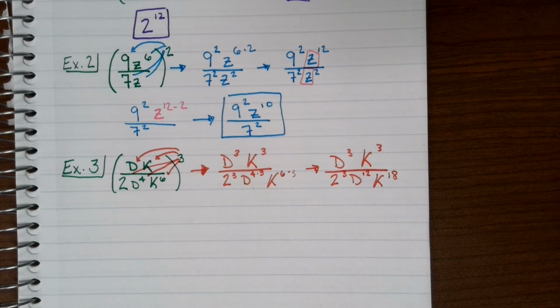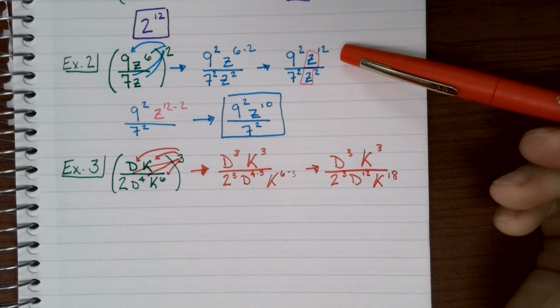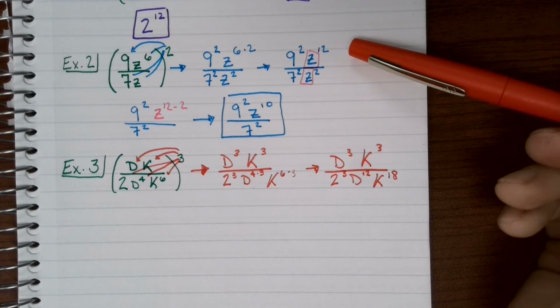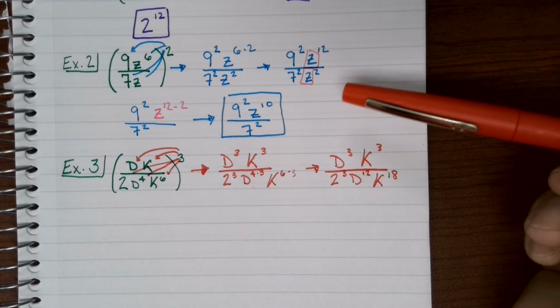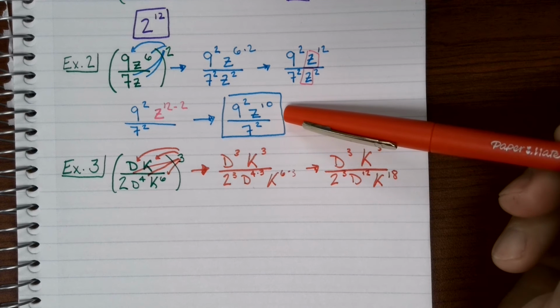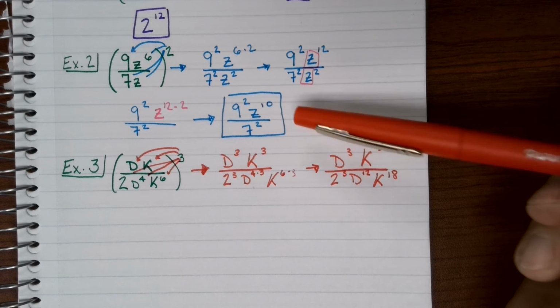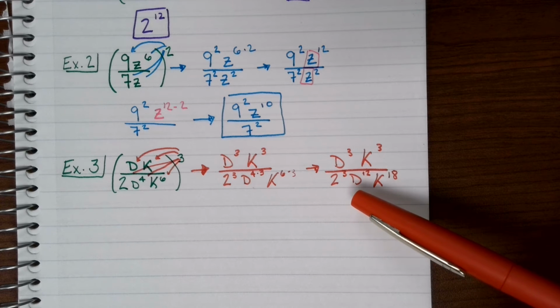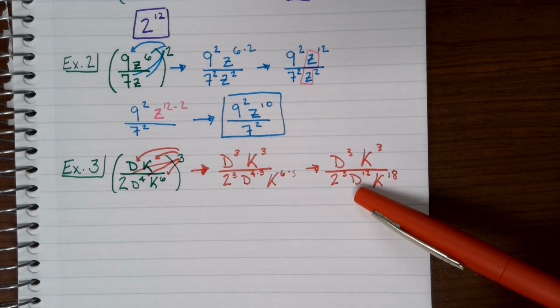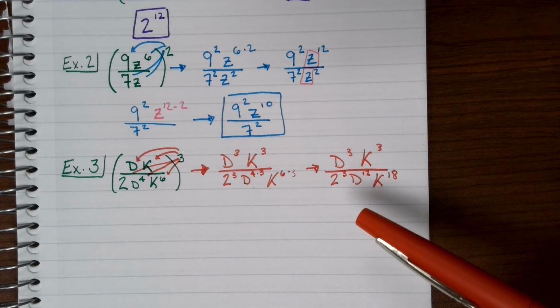Now this problem is a little different than example 2. Here's why. Notice in example 2, look at my z's. The z in the numerator, its exponent was larger than the z in the denominator, which made subtracting easy. We just kept it in the numerator, right? Now, with this problem, I'm going to keep my variables in the denominator because that's where the larger number is. And I'm going to show you why.